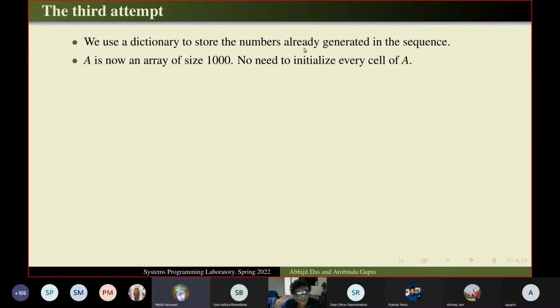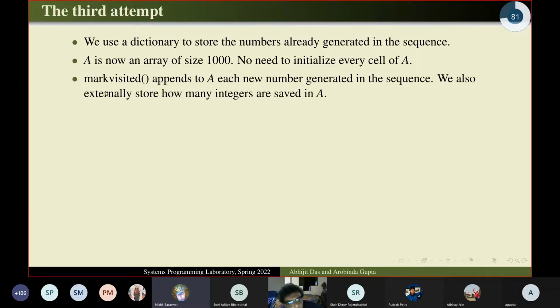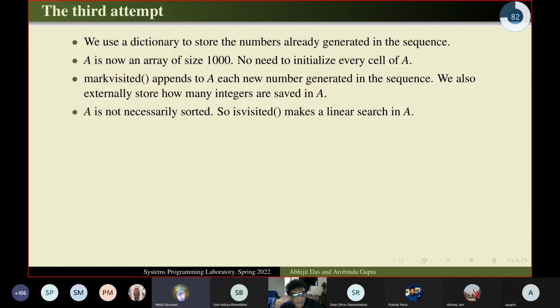Instead, I will use A as an array. Whenever a new number is generated, I will simply append that new number to the array. So mark visited appends to A each new number generated in the sequence. Of course, you also need to store externally how many integers are saved in A. And A is not necessarily sorted, so I will not make an attempt to sort A. So visited makes a linear search in A. Binary search is not possible.